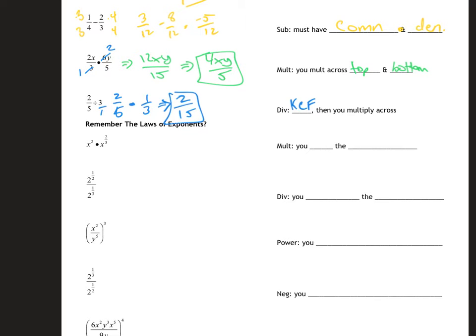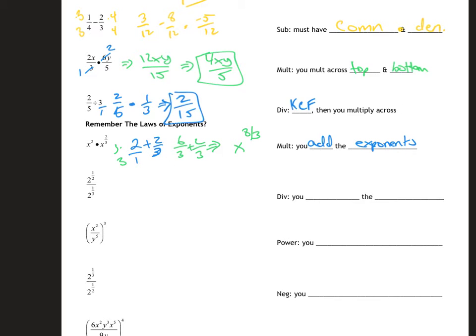Now, remember your laws of exponents. When you multiply, you're going to add your exponents. So I'm multiplying, they both have the same base. So I'm going to add the exponents. So I got 2 plus 2/3. Remember, you're adding, you got to get a common denominator. So that is going to become, I'm going to multiply this by 3 over 3. So 6 over 3 plus 2 over 3. So I end up getting 8/3. So my answer here is going to be x to the 8/3 power.